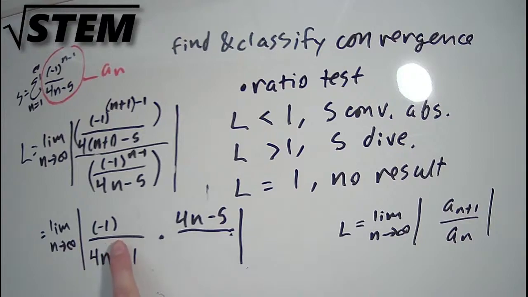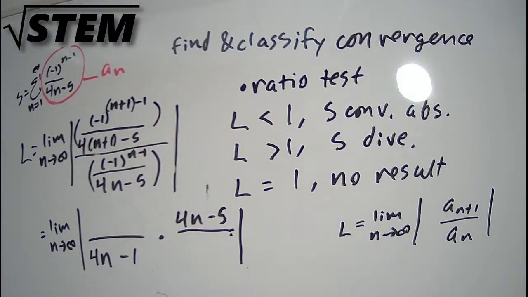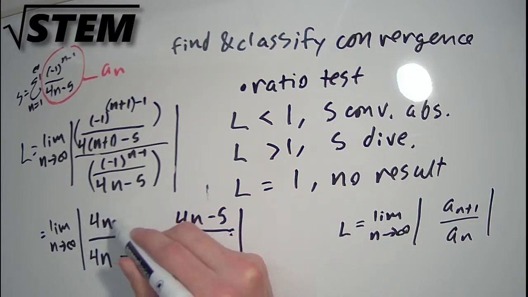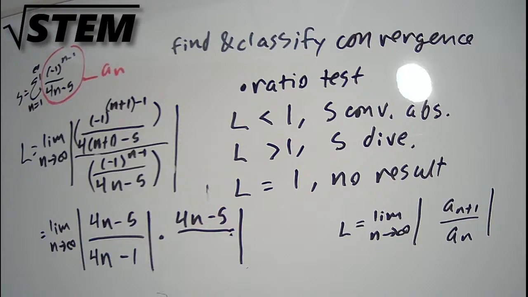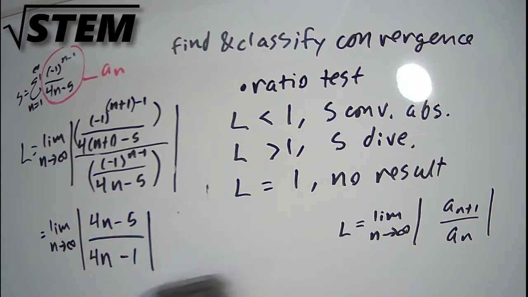So, with a negative 1 inside of absolute values, the absolute value of negative 1 will just be 1. So that's going to finally disappear. Then I'm just going to rewrite this over here. Save a little space. Okay, and now I'm realizing we're not going to get very far with the ratio test, so we're going to have to try another one.